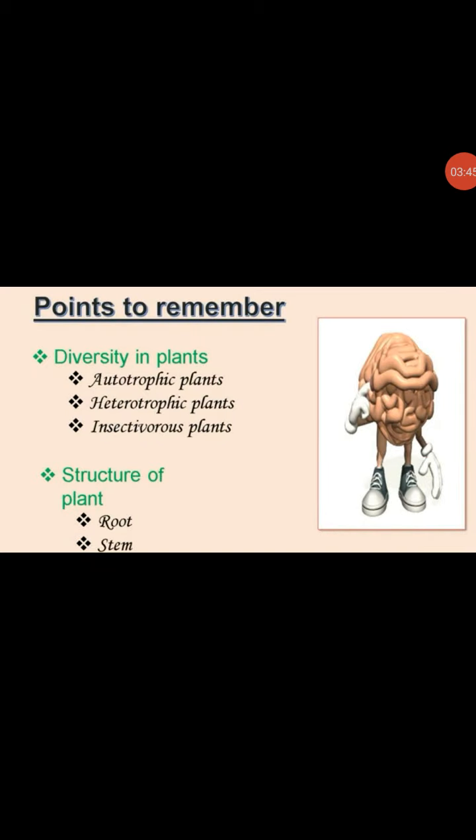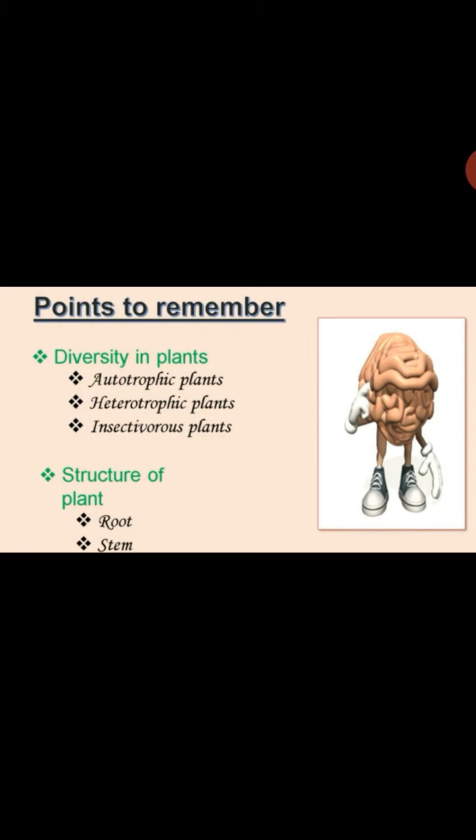So here we have completed our part 1 topics, diversity in plants and also structures of plants, two more points, that is root and stem. So both points we have completed in this lecture. So let us revise what we have learned in this lecture. The diversity in plants like autotrophic plants, heterotrophic plants, insectivorous plants, we have already learned in part 1, that is in the previous lecture. Also we have discussed structures of plant, roots and stem, just now we have completed.